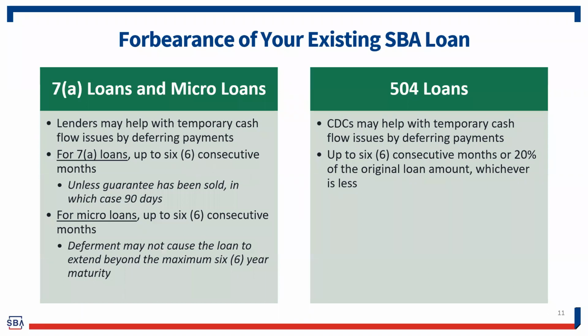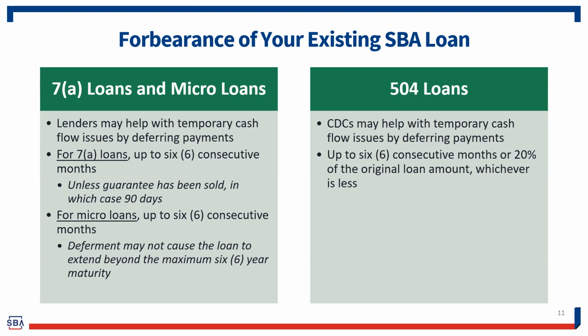Now, I know I've seen some questions popping up over here. Yes, if you have an existing SBA business loan, you may contact your lender right now and ask them to forbear or postpone those payments. If you have what's called a 7A loan, that's up to 6 months. If you have a micro loan, it's up to 6 months as long as your maximum term doesn't exceed 6 years. And if it's a 504 loan, which could be a lot of the people on this call, then it's up to 6 months or 20% of the original loan amount, whichever is less.